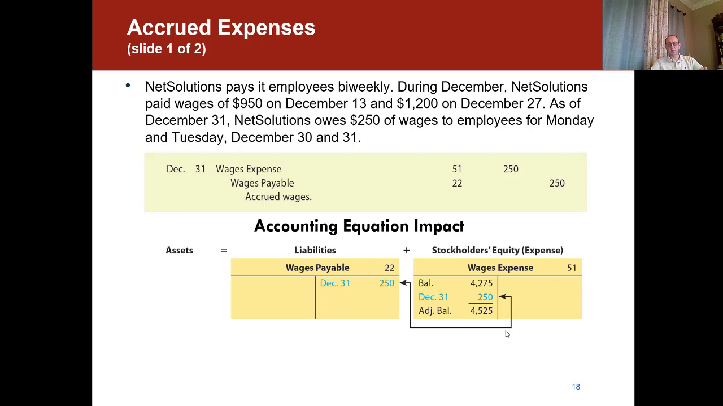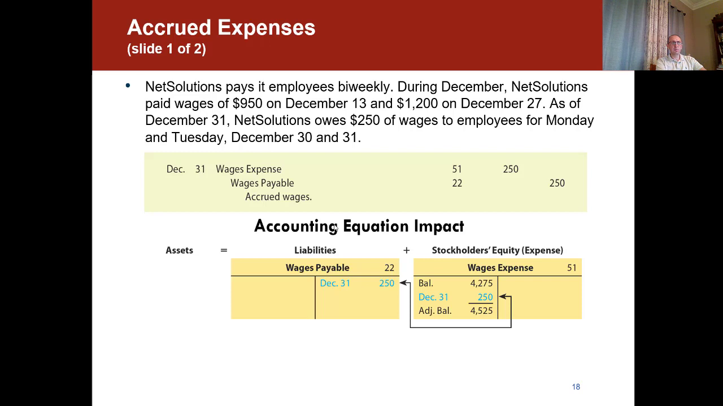Then they had the weekend, Saturday and Sunday. And then the employees worked Monday and Tuesday, which are December 30th and 31st, but they're going to get paid not this Friday, but the following Friday. So you can see here that they worked for us, we incurred the expense, but we haven't paid them. So we have wages payable.